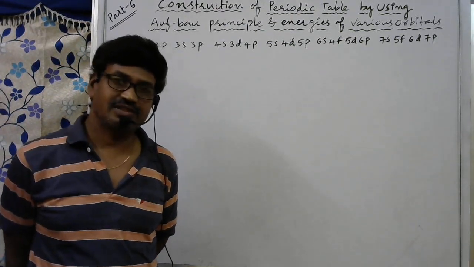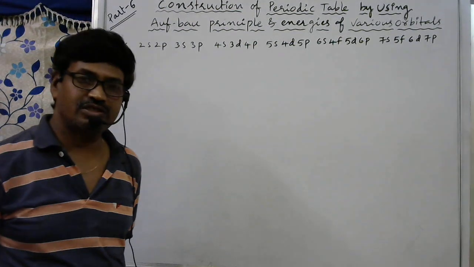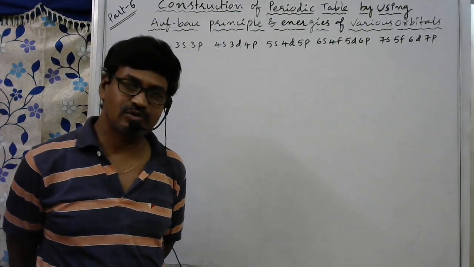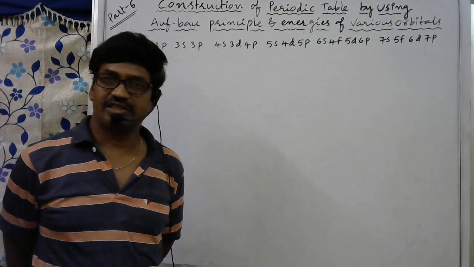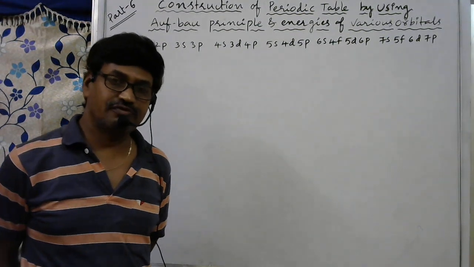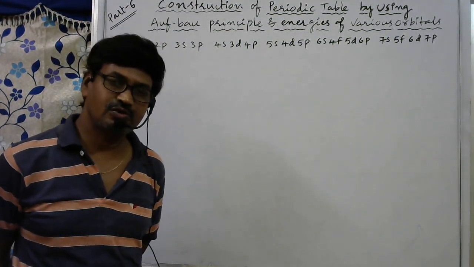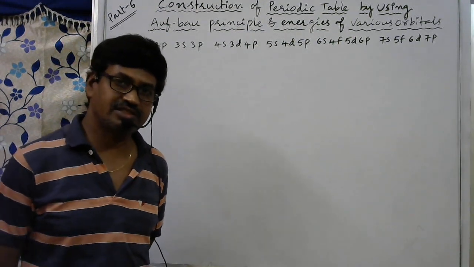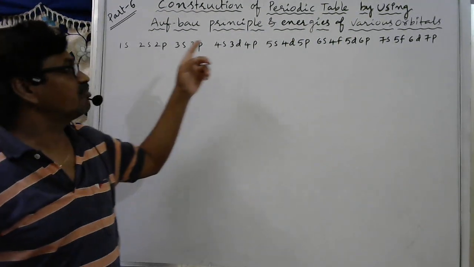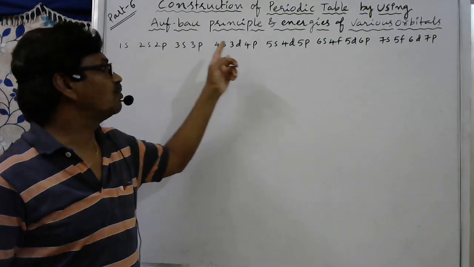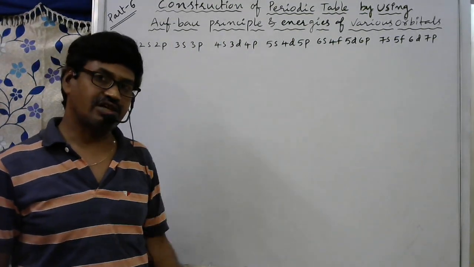Hi everyone. In the last session, we discussed the Aufbau principle, then the n plus l rule. Based on that, we discussed the energies of different orbitals. Using the energies of different orbitals, how to construct the periodic table is what we'll discuss today. So, construction of the periodic table by using the Aufbau principle and energies of various orbitals.